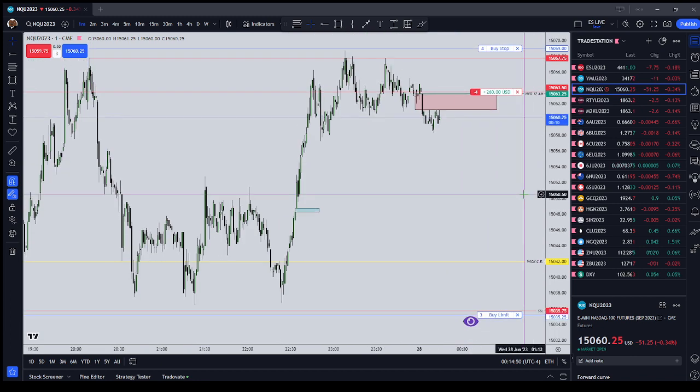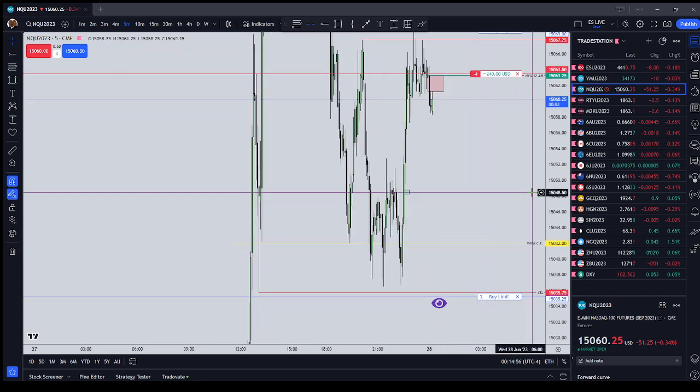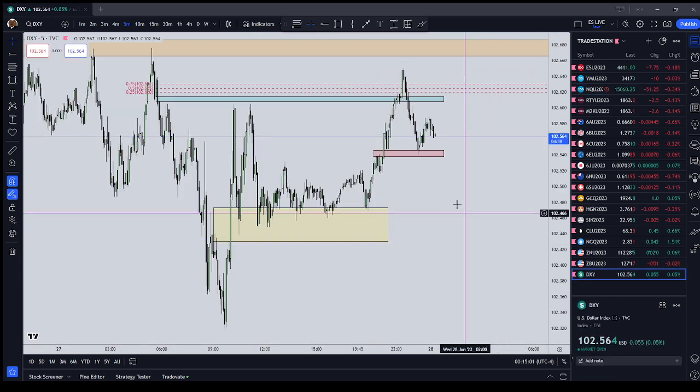This is our nice first swing of the day, I think. I think we're coming up on our first swing of the day, which is going to be about a 30-point move, I think. Take a look at our dollar index.